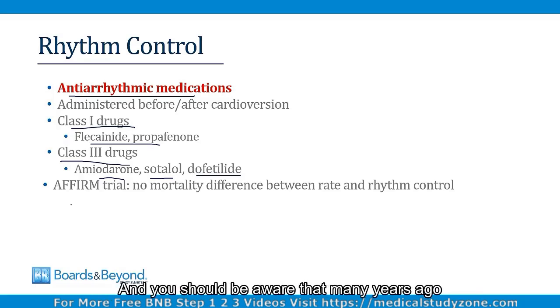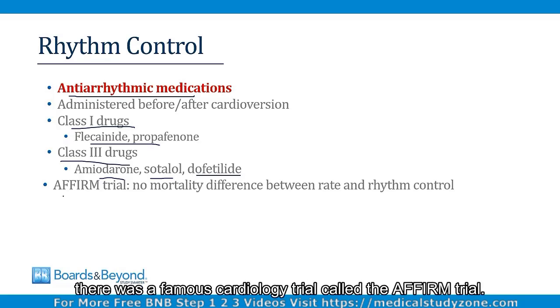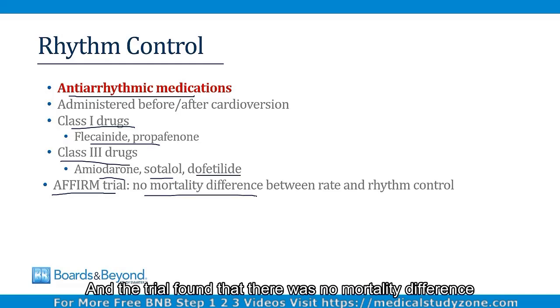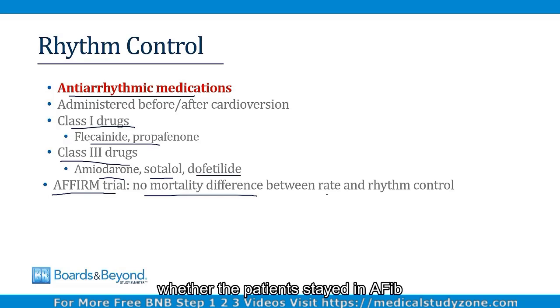And you should be aware that many years ago there was a famous cardiology trial called the AFFIRM trial. In this trial, patients with atrial fibrillation were randomized to either a rate control strategy or a rhythm control strategy. And the trial found that there was no mortality difference whether the patient stayed in AFib with a rate control strategy or was maintained in sinus rhythm with a rhythm control strategy.